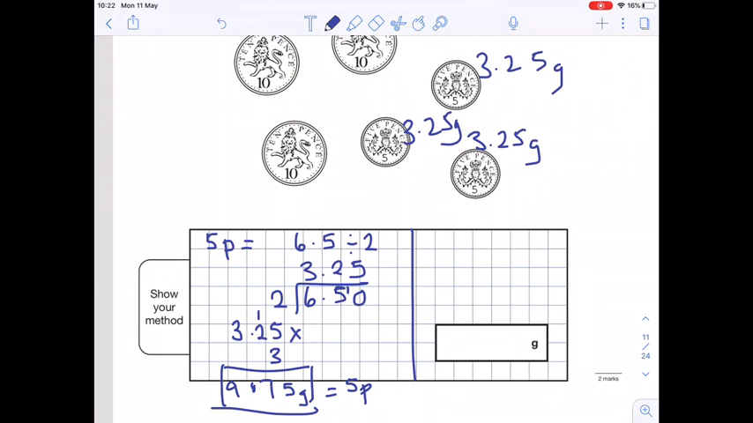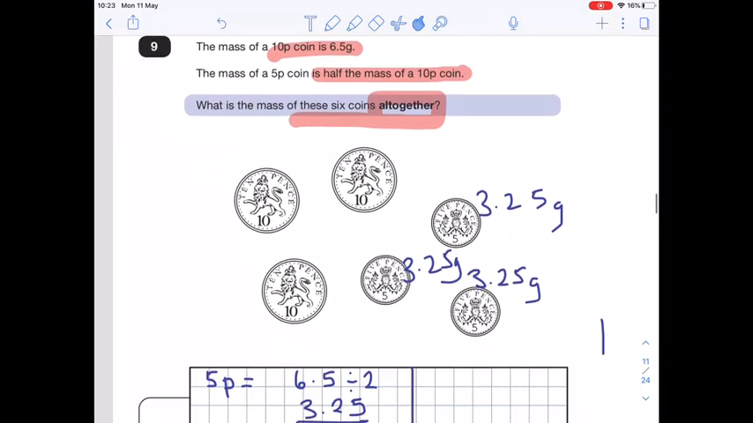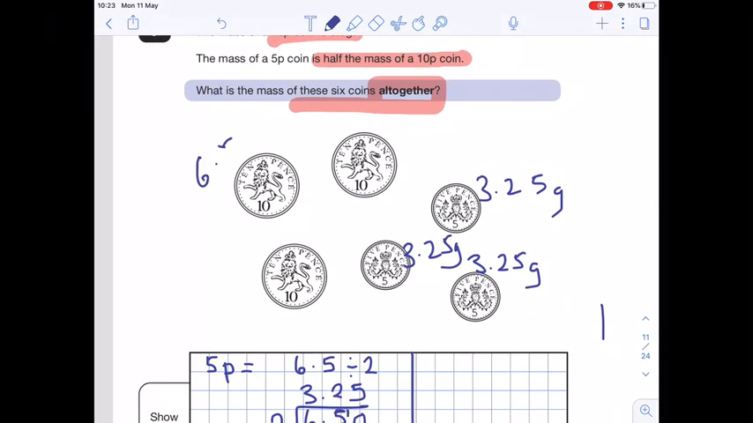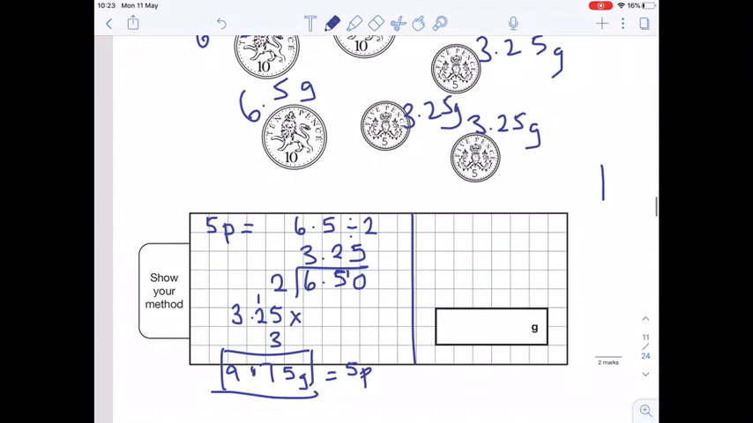And then I want to work out what the 10p coins add up to. How many 10p coins have I got? I've got 3 and they were 6.5 grams. So then I can do that next to it. So 6.5 times 3. 5 3s are 15. Below decimal point, 6 3s are 18. Add 1 is 19. So 19.5.